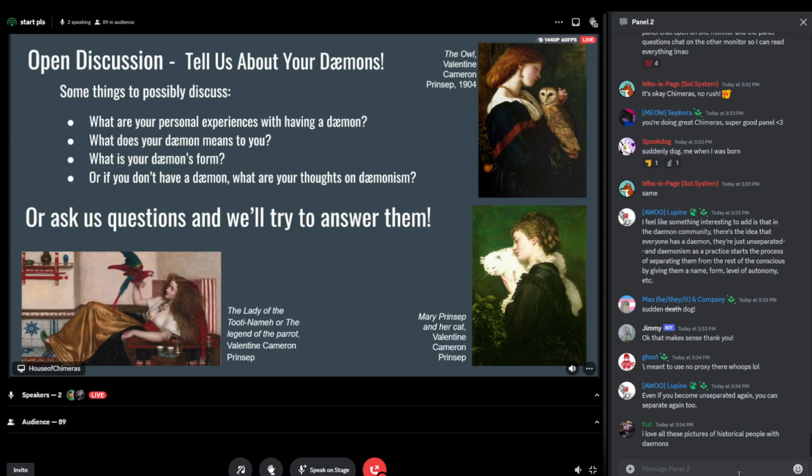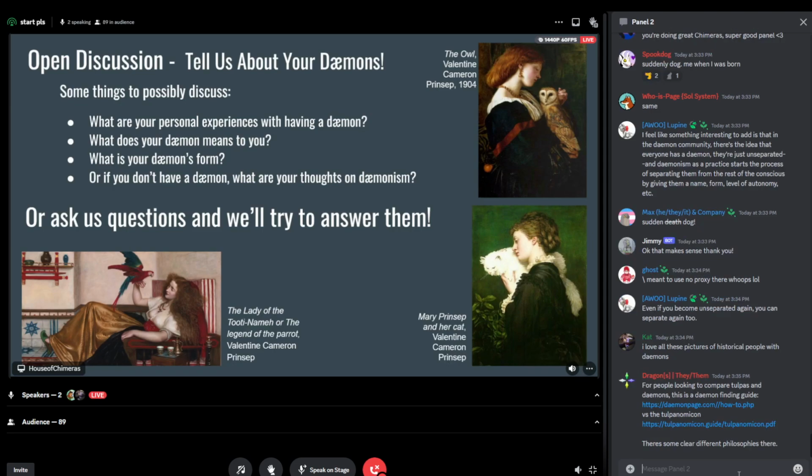As far as how many you can have at one time, while one is the traditional classic, there is no reason why someone can't have multiple daemons. In fact, we've seen people that just have multiple daemons. Minion-esque.